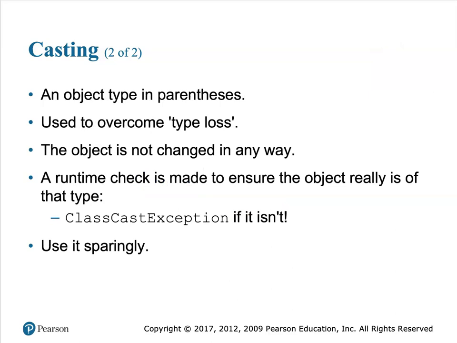Okay, so how do we cast objects? You put parentheses and then an object type in the parentheses. This is how we overcome that type loss, because once something's in a vehicle, is it a car? Is it a boat? Is it an 18-wheeler? Is it a box truck? Is it a scooter? We don't know. The object isn't changed. The object is still there. But when we try to do a cast, if we cast incorrectly, a class cast exception gets thrown. And if you don't catch that exception, the program halts.